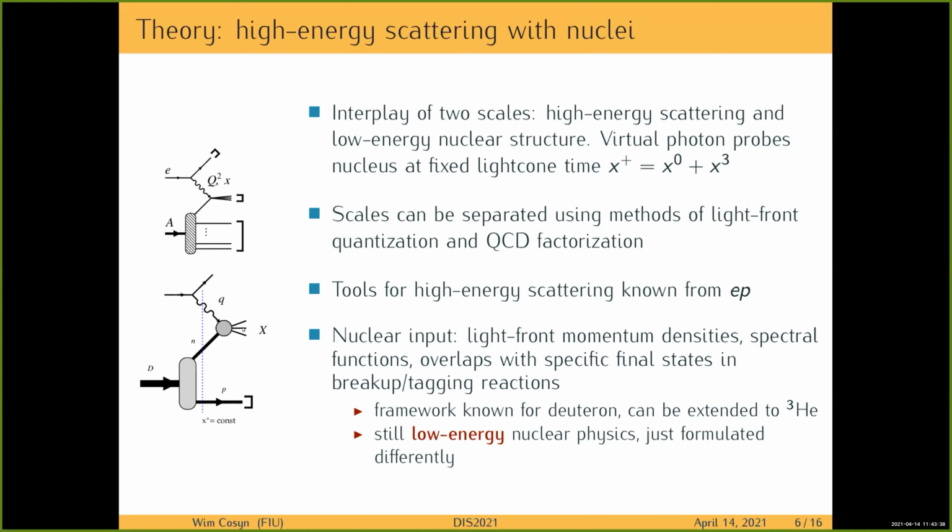So everything in the eP vertex here is known from high-energy scattering on the proton. And then the nuclear inputs are translated into what are then light front momentum density spectral functions. So all the things we know from low-energy nuclear physics is just formulated differently, because it's at fixed light front time. So this is known for the deuteron, can be extended to other light nuclei, but there are complications there that need to be addressed. So it requires some dedicated effort. So I mean, what to emphasize, this is still low-energy nuclear physics, it's just formulated differently.